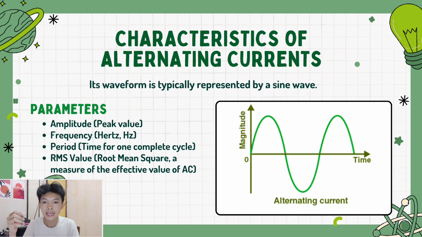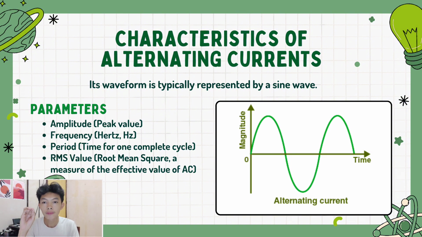The first one is the amplitude. This is how tall the wave is, showing the maximum strength of the electricity. The next one is the frequency. This is how many waves pass by in 1 second. We measure this in hertz, or Hz for short. The next one is the period. This is the time it takes for one complete wave to pass. It's like the length of one wave cycle.